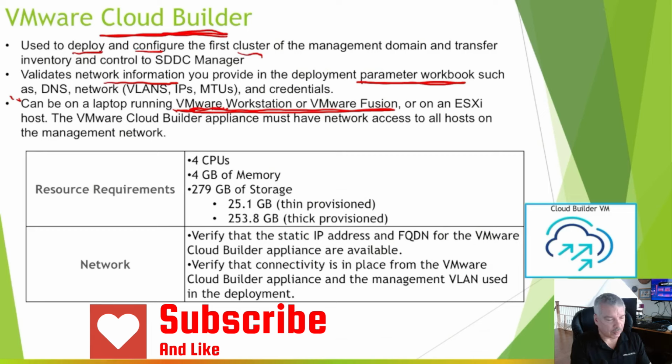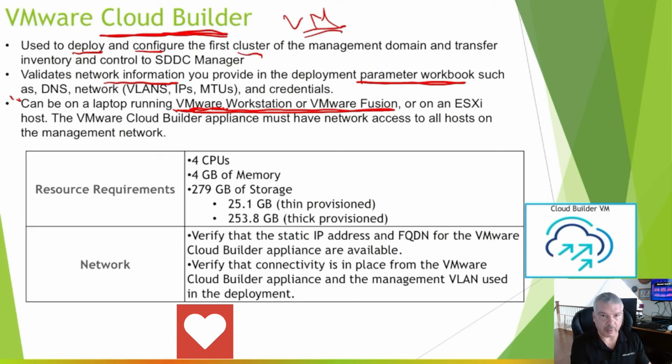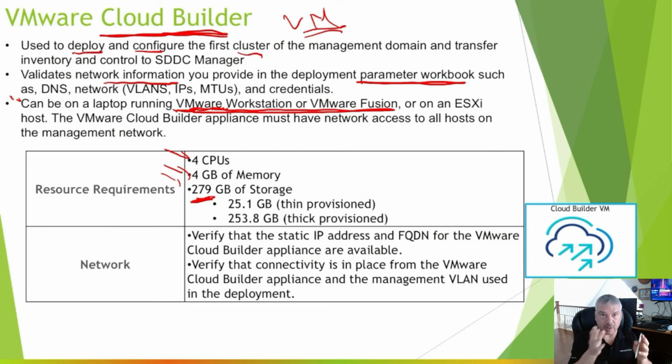Right? So this is Cloud Builder. It is basically an appliance. It's a VM that you deploy. I'll do a video on that. It's got 4 virtual CPUs, 4 gigs of memory, and about 280 gigs of storage, right? That's a fair amount of storage. Why? Well, it's storing your ESXi images, your NSX images, the SDDC Manager image. It's storing the vRealize. All this stuff that's on that bill of materials is in there, right?